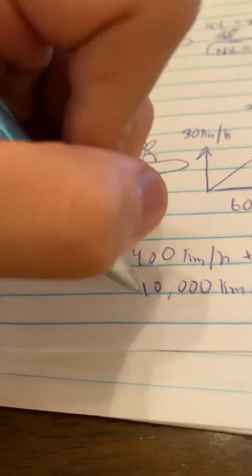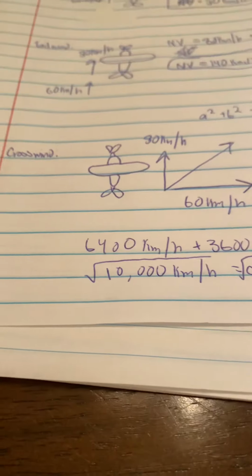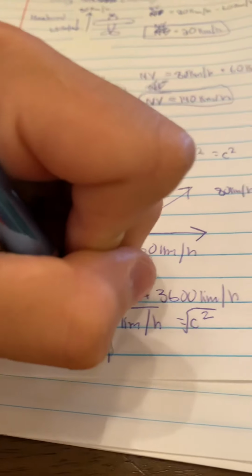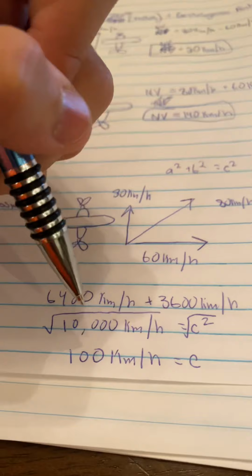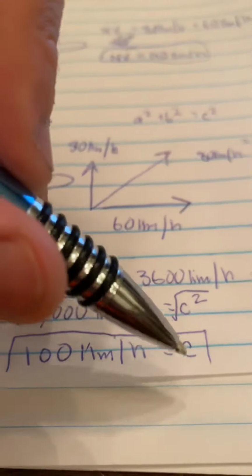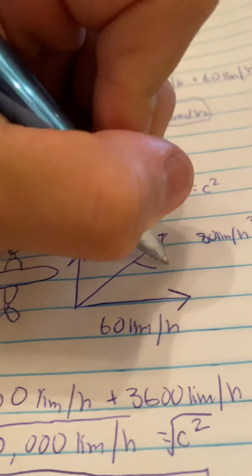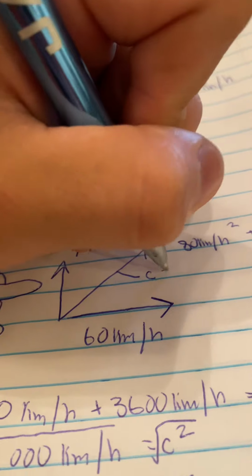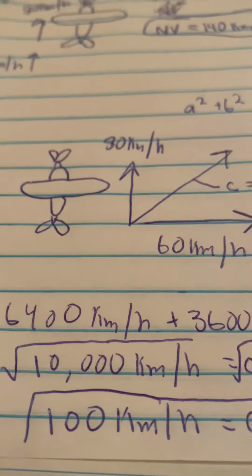So now to get rid of the square, you square root it, and what you do to one side, you must do to the other. So we're going to square root 10,000, and that will give us 100 kilometers an hour equals c, because the square and the square root cancel. Square root of 10,000 is 100. So we'll get a final answer of 100 kilometers an hour. And the c is the resultant. This, the overall direction of the crosswind, is the resultant, which is c. So 100 kilometers an hour will be the final resultant in ground speed of this airplane.